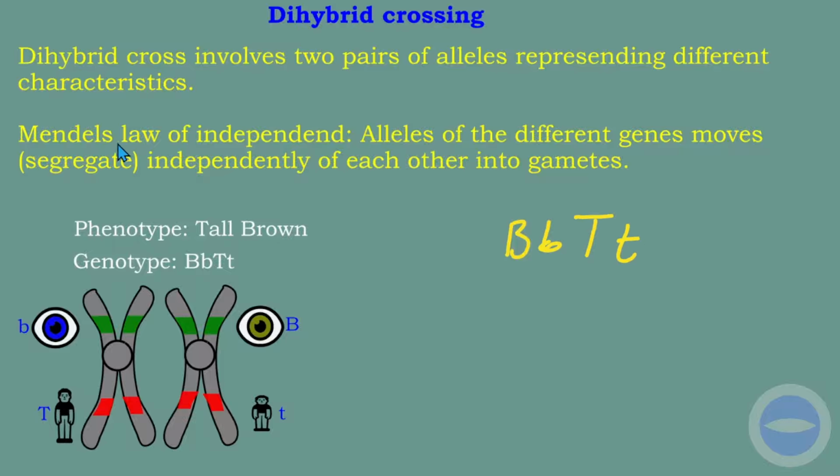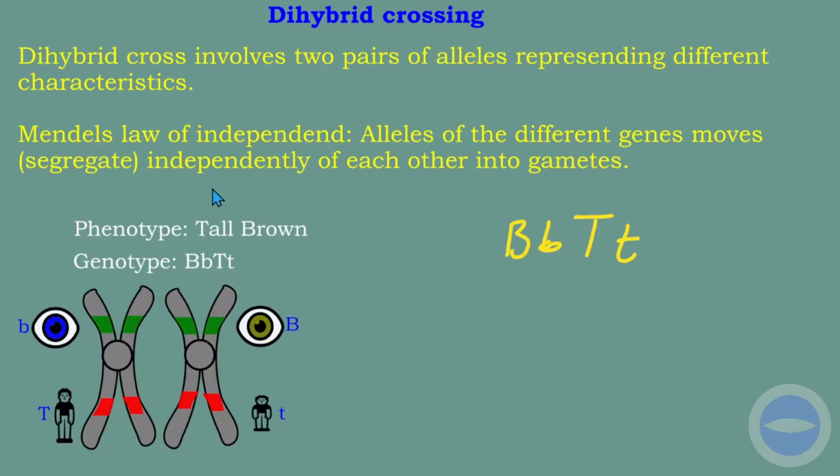And here we have Mendel's law of independent assortment. The law says alleles of different genes move or segregate independently of each other into the gametes. What this means is if these chromosomes undergo meiosis, the alleles for eye color will not affect the alleles for height, and the alleles for height will not affect the alleles for eye color.